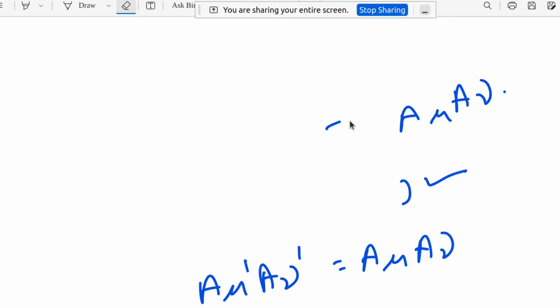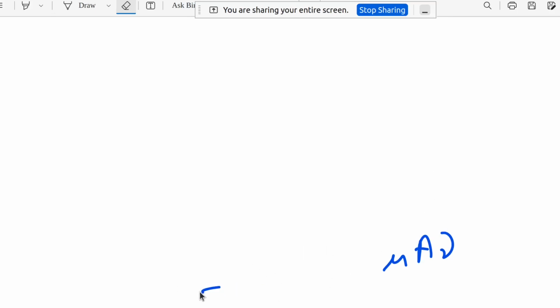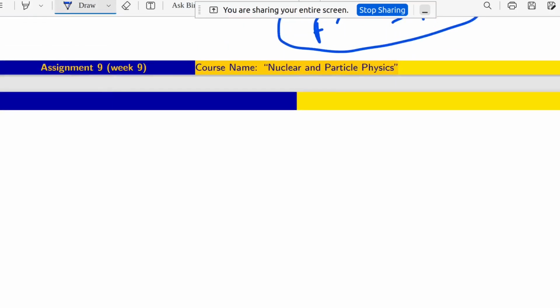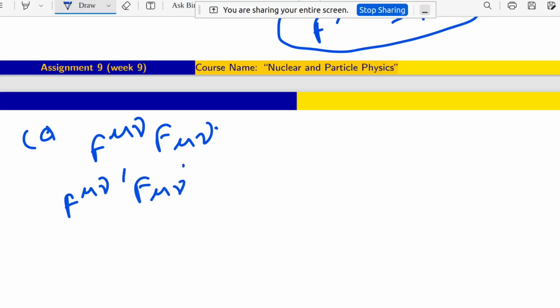So here, let me erase these things a little bit quickly. Okay, so what is this in option number C? Option number C is F mu nu, right? So what do we have to calculate? We have to calculate F mu nu prime.